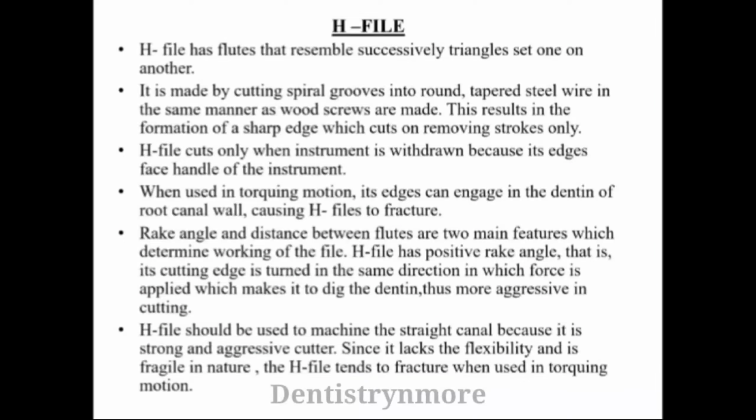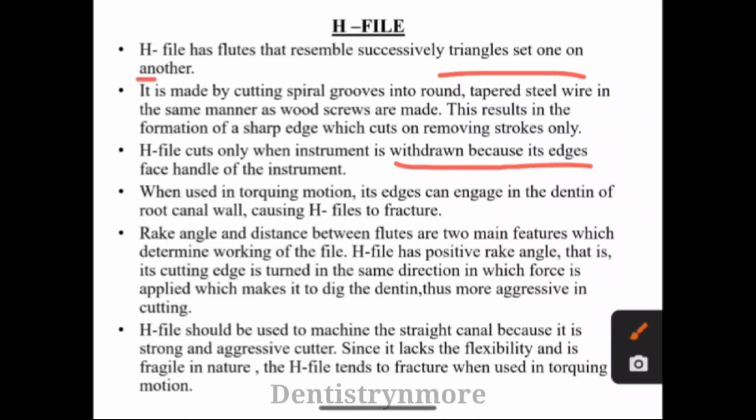Next one is the H-file. It resembles triangles set one above the other, and it is made by cutting spiral grooves into round tapered steel wire in the same manner as wooden screws are made. This results in the formation of a sharp edge which cuts only on removal. It cuts only when the instrument is withdrawn, because its edges face the handle of the instrument. So it is used in a torquing motion.